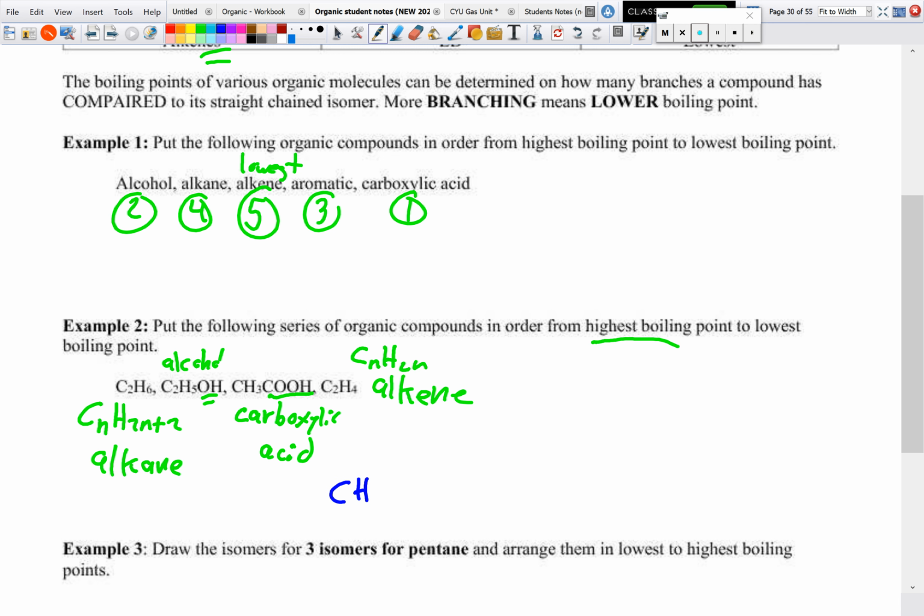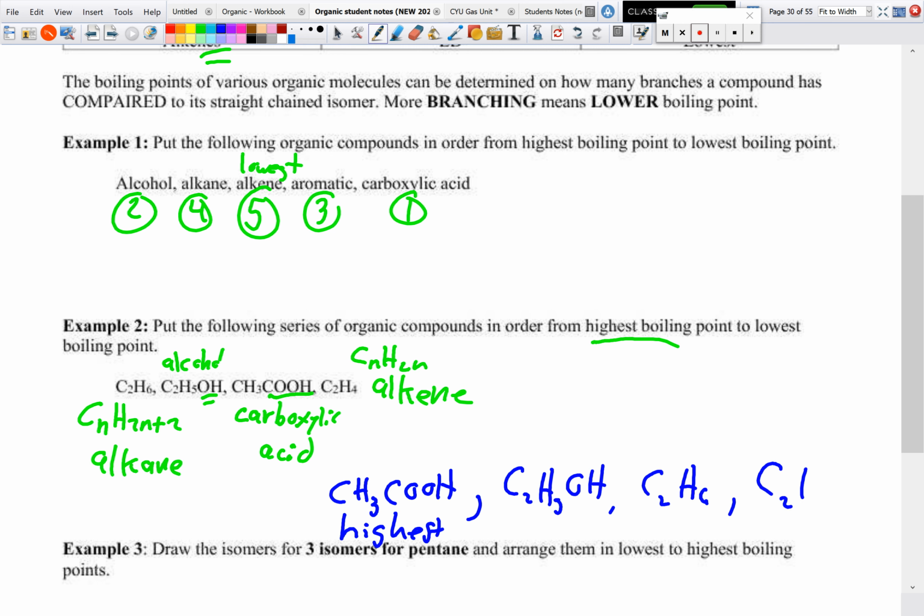Of course, if we wanted to draw that one out, we can, or we can just write the formula. So CH3COOH is the highest. Next, we're going to have our alcohol, C2H5OH. Next, our alkane, C2H6. And then finally, our lowest is our alkene, C2H4. And that's just predicting which one is going to be the highest or the lowest.